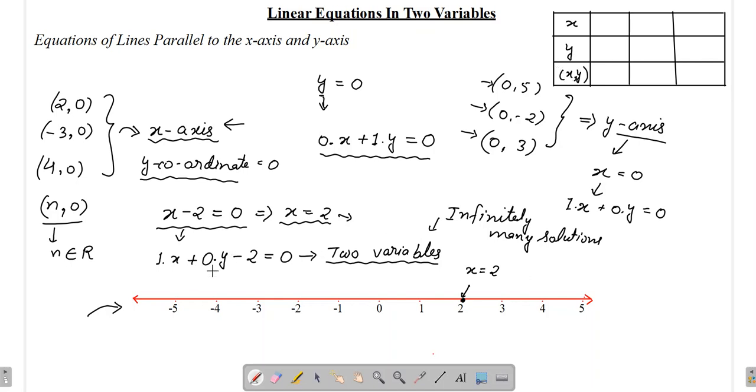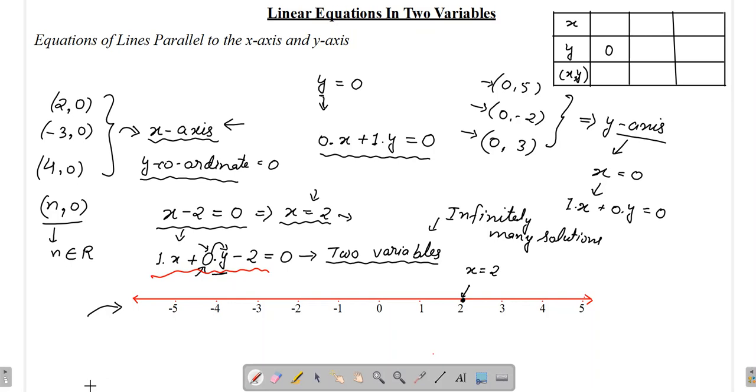We know that here the y is multiplied by 0, which means whatever value of y you put, it will always give x equals 2, because any value of y substituted over here and multiplied by 0 always gives 0. So here we will substitute different values of y to get x. If I put y as 0 in this equation, remember I am talking about this equation.